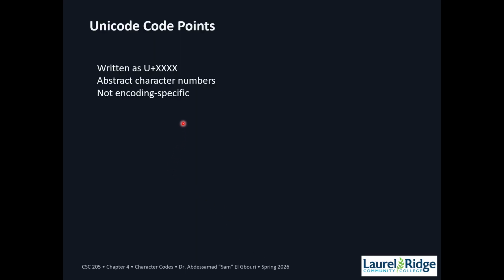Unicode code points. That's basically how it's written generally. We're not going to go into details of how it's written, but I just wanted to give you an idea. They are abstract character numbers and not encoding specific. So it is unified and it's used by everybody. That's basically what it says there.